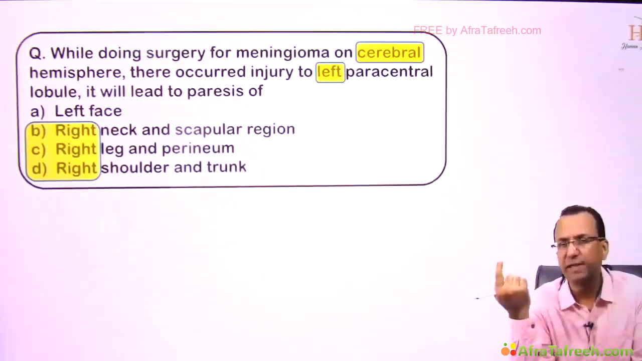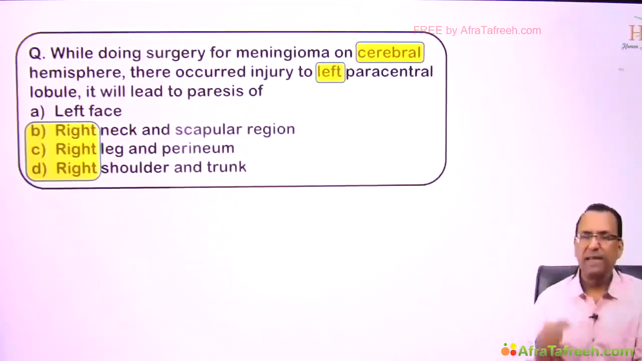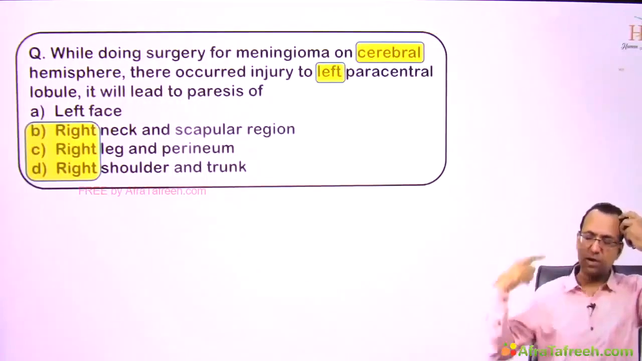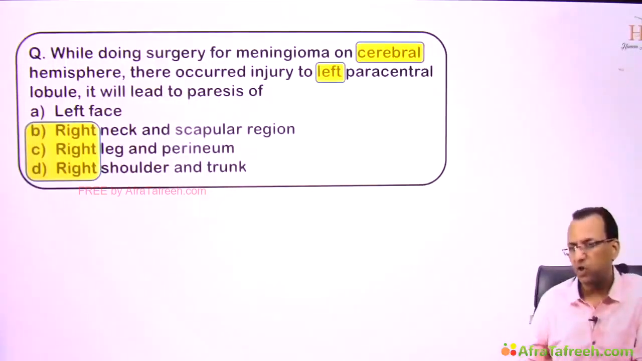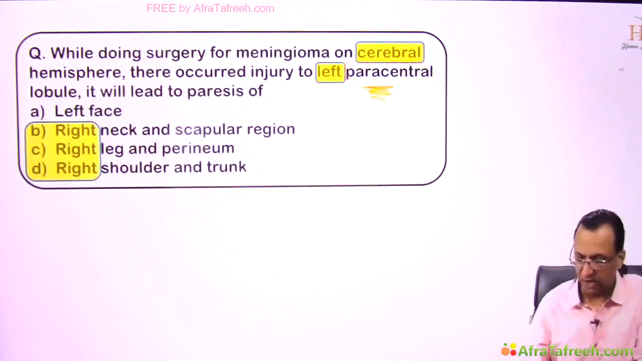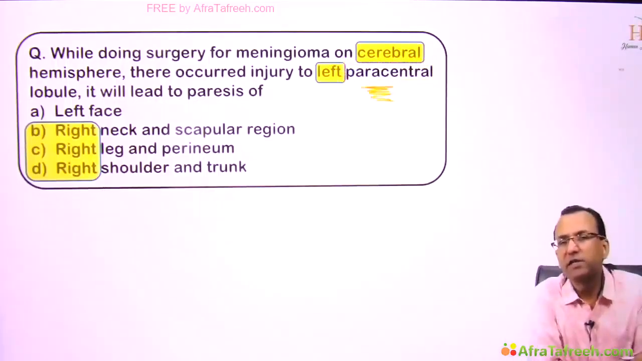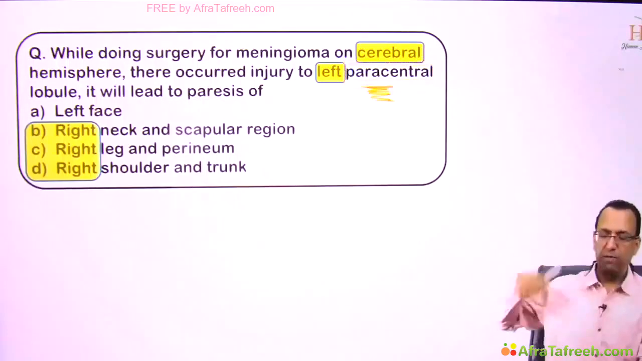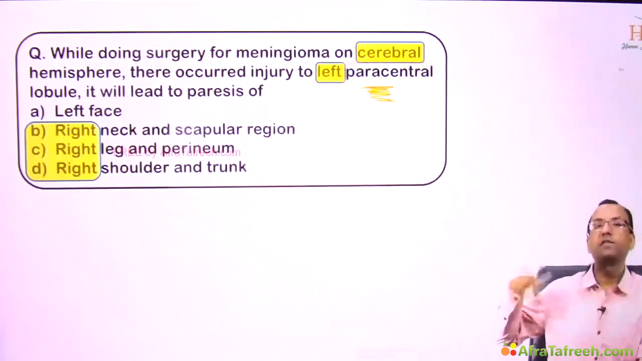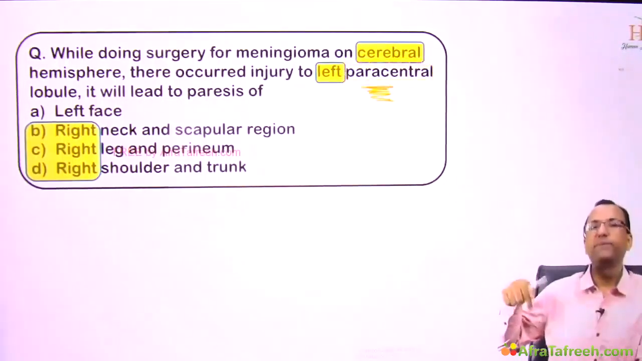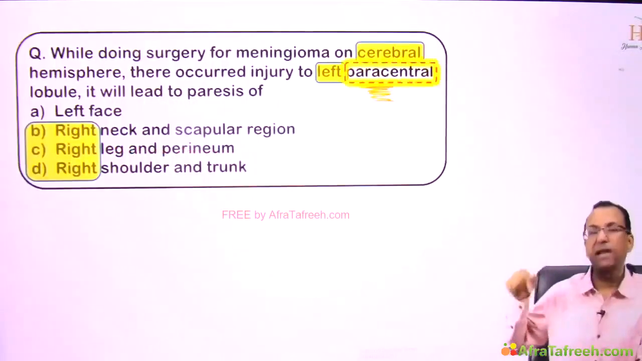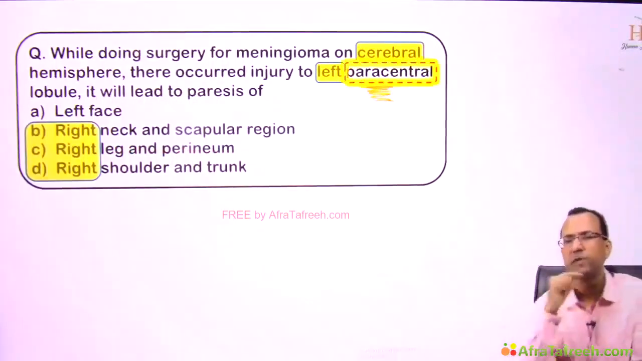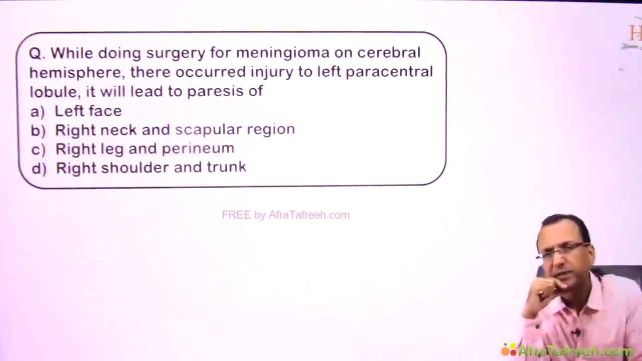Read the question again. Left lesion on cerebrum, right side of the body, but I have 3 options, and read the question again. You'll find that there is a homunculus given, which is paracentral. And remember, paracentral homunculus is controlling the lower limb on the contralateral side, also part of pelvis and perineum. If you say paracentral lobule is the homunculus controlling the lower limb on the contralateral side and also the pelvis and perineum, you mean to say this is the answer?